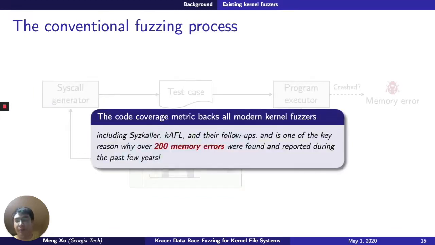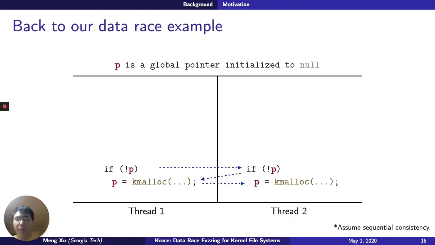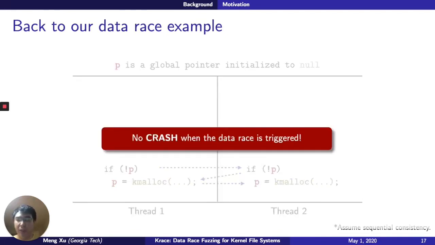This process has been very successful. The code coverage metric is behind all the modern kernel fuzzers, including syzkaller, kAFL, and their follow-ups. This is also the key reason that over 200 memory errors were found and reported during the past few years. But if we go back to our data race example found in the kernel, there are several reasons why the current fuzzing framework might face difficulties in finding it. There are two things. One obvious reason is that there's no crash in the data race example.